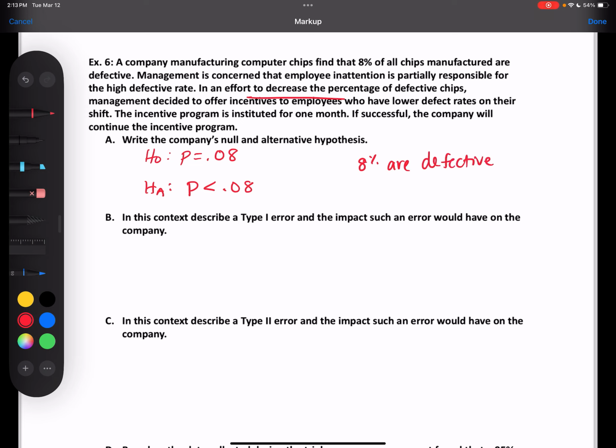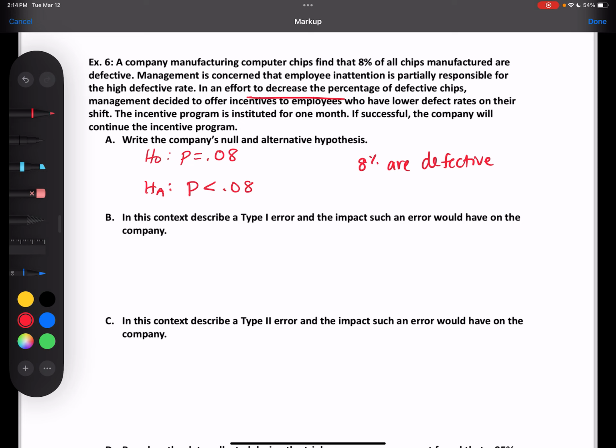All right, in this context, describe a type 1 error and the impact such an error would have on the company. Let's see, so type 1 error would be, and this is in regards to the incentive program and everything, okay, so type 1 error would be that they say the chips are defective when they're not. Or is it the other way around? Yeah, it's the other way around. They would reject that it is defective even though it is. Wait, can I do that? That doesn't sound right.